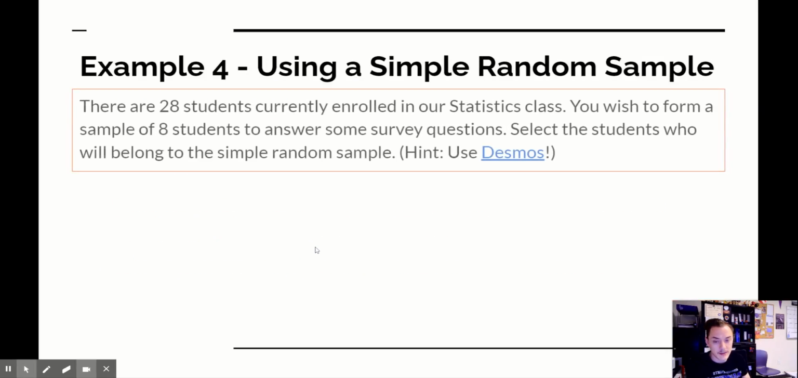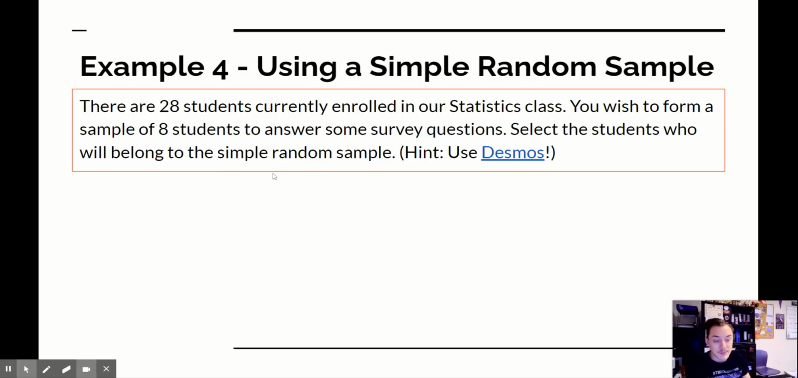It's a little bit different there. So using a simple random sample, we would use Desmos. Okay, if 28 students are currently enrolled in a statistics class and you wish to perform a random sample of 8 students to answer some survey questions, select students who will belong to the simple random sample.